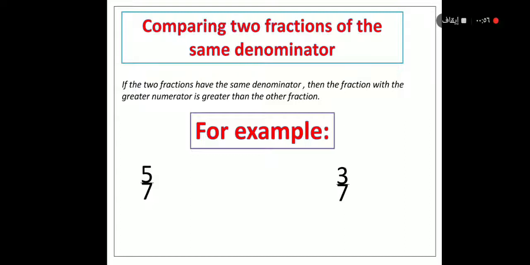What do we do? Look at the numerator, and the greater numerator is 5. The fraction which has the greater numerator, 5 over 7, is more than the other fraction. Then 5 over 7 is more than 3 over 7.